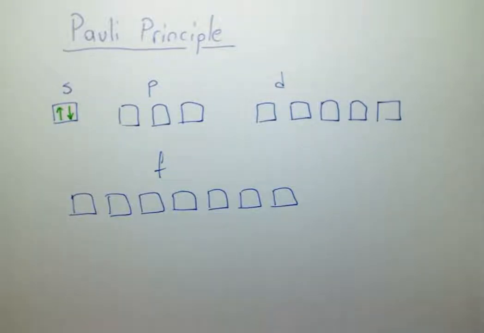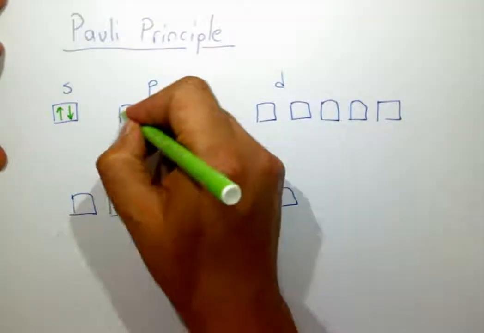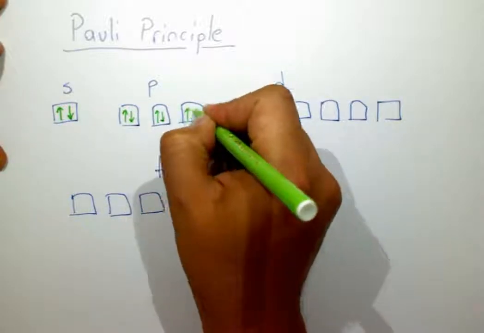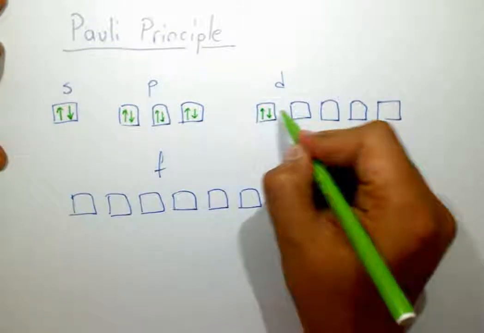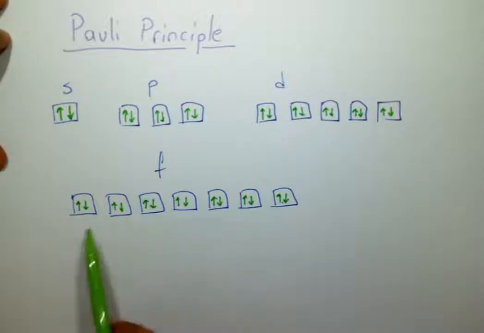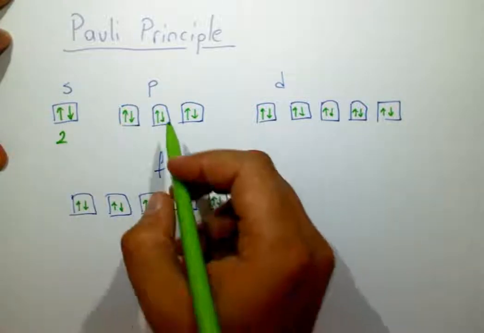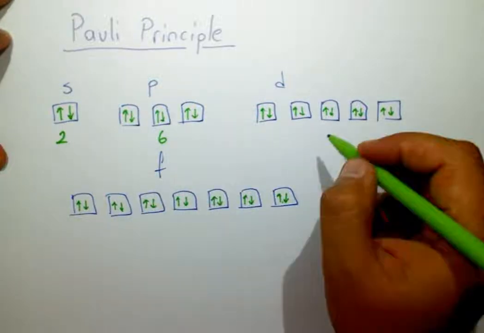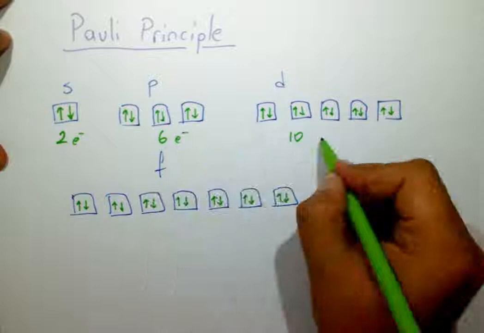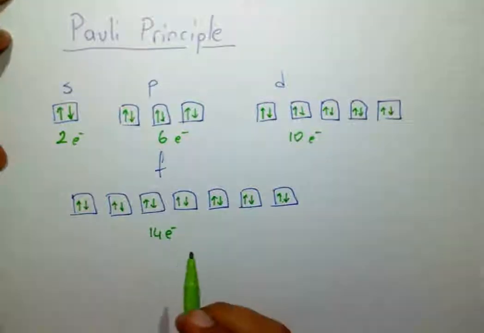in opposite directions. P orbitals have 3 different orbitals inside, and the electrons can be placed like this. And D orbitals have 5 types of orbitals, and F has 7 different orbitals inside. You see that the S orbital can have 2 electrons at most, and P can have 6 electrons at most. D can have 10 electrons like this, and F can have 14 electrons at most.